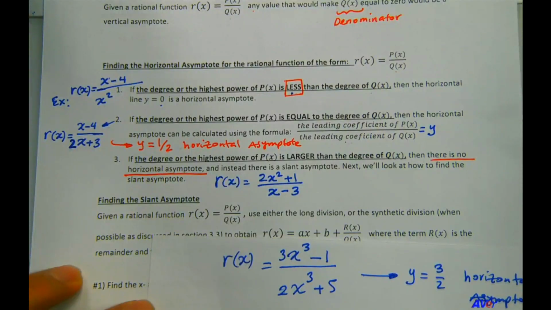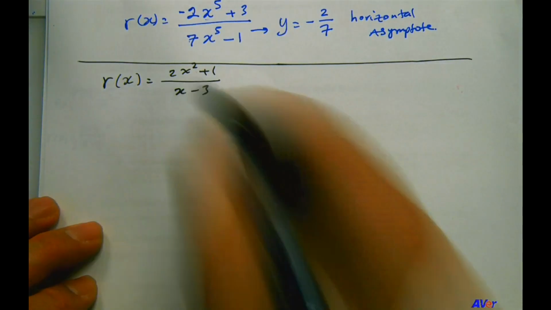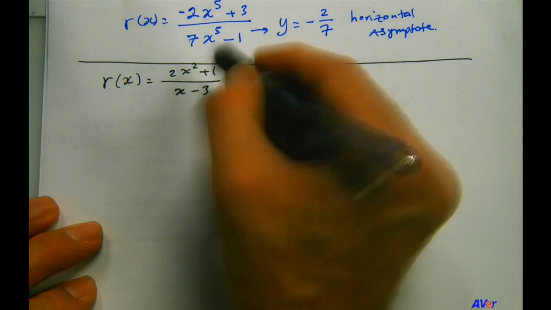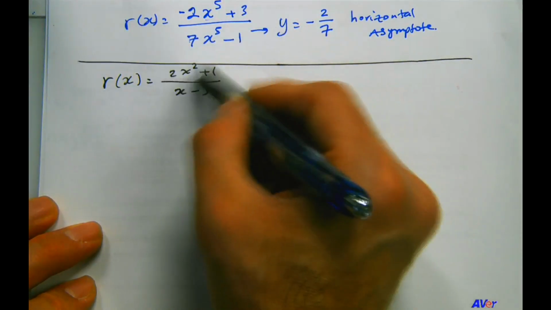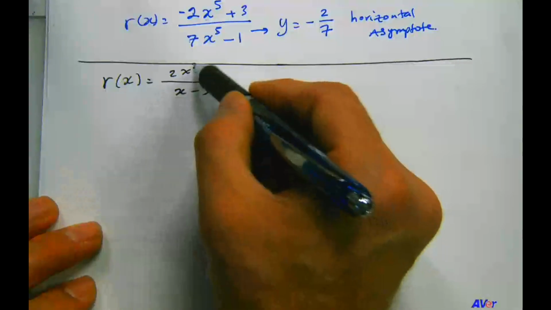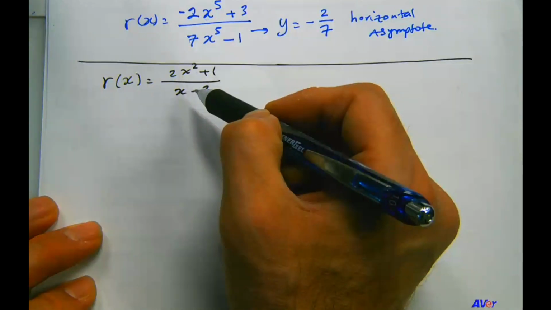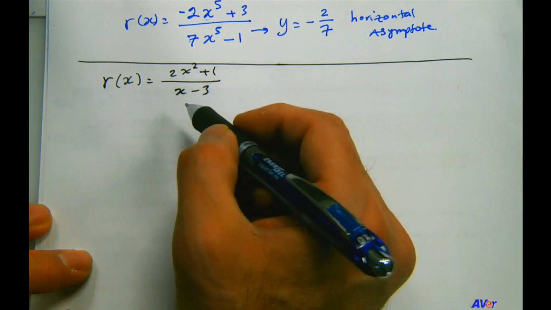Okay, so let me first write down the function we have, which is 2x squared plus 1 over x minus 3. Okay, so this is our function, right? 2x squared plus 1 over x minus 3. So we know that we're not going to have a horizontal asymptote because the degree of the leading term is higher than the degree of the leading term in the denominator. Okay? So now that we know we don't have a horizontal asymptote, how do we find the slant asymptote?